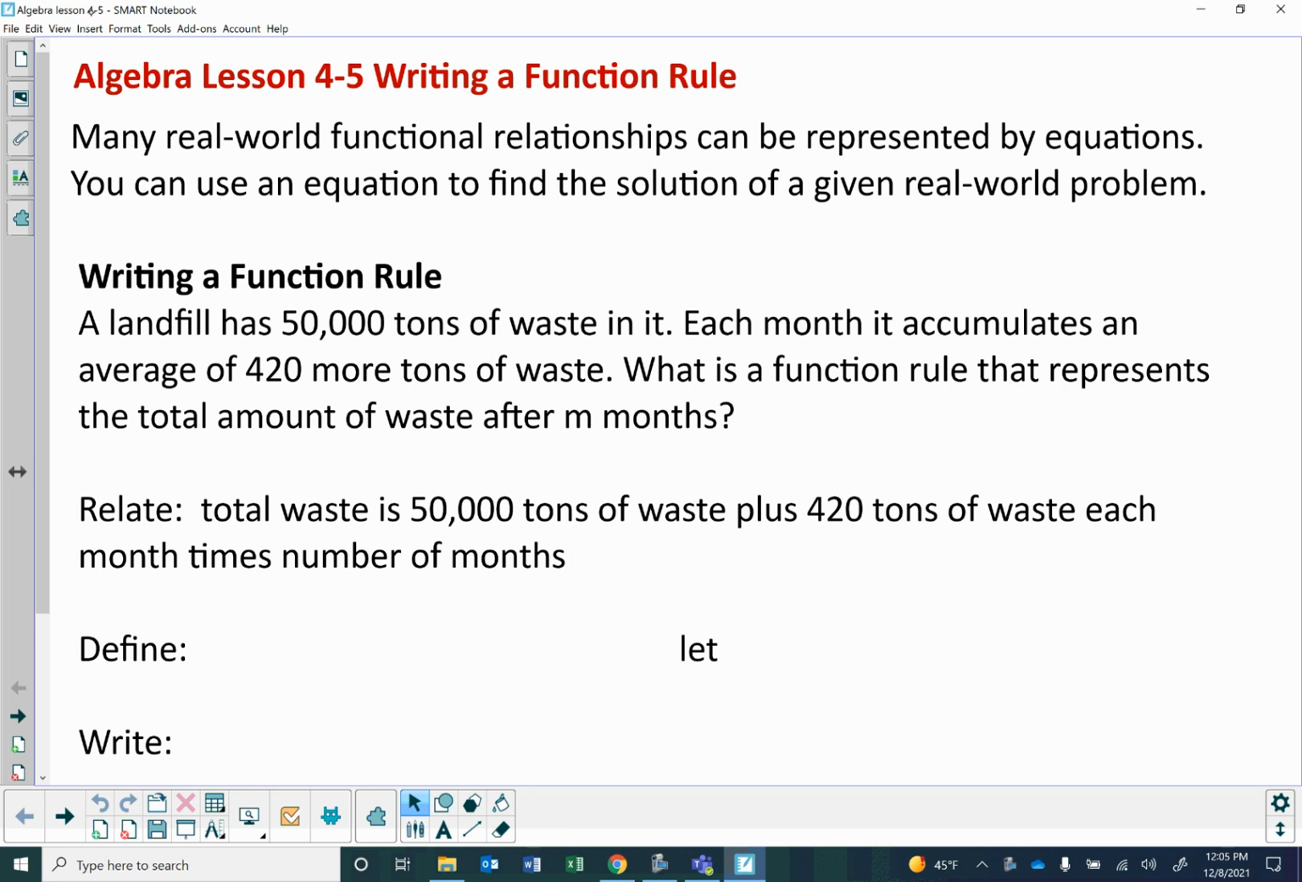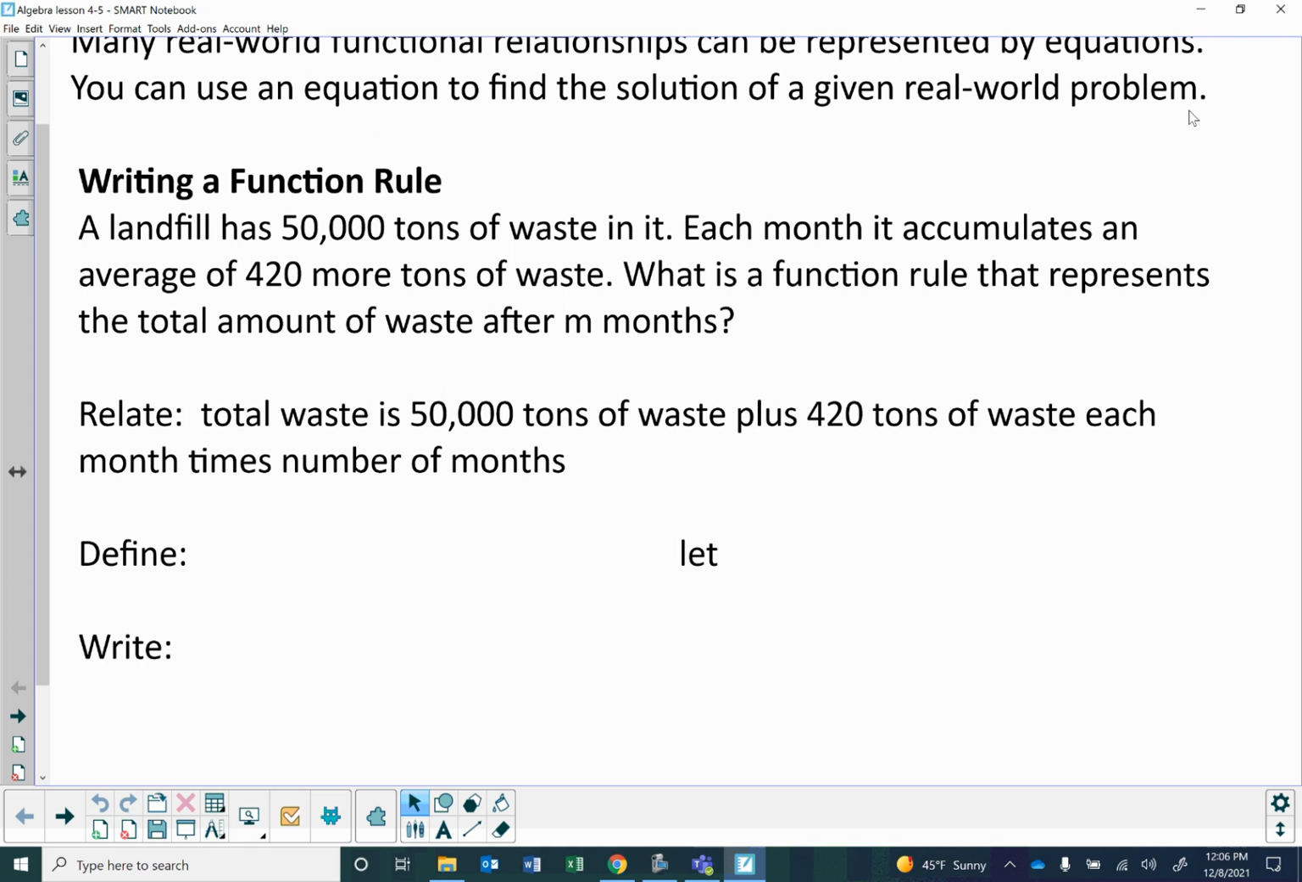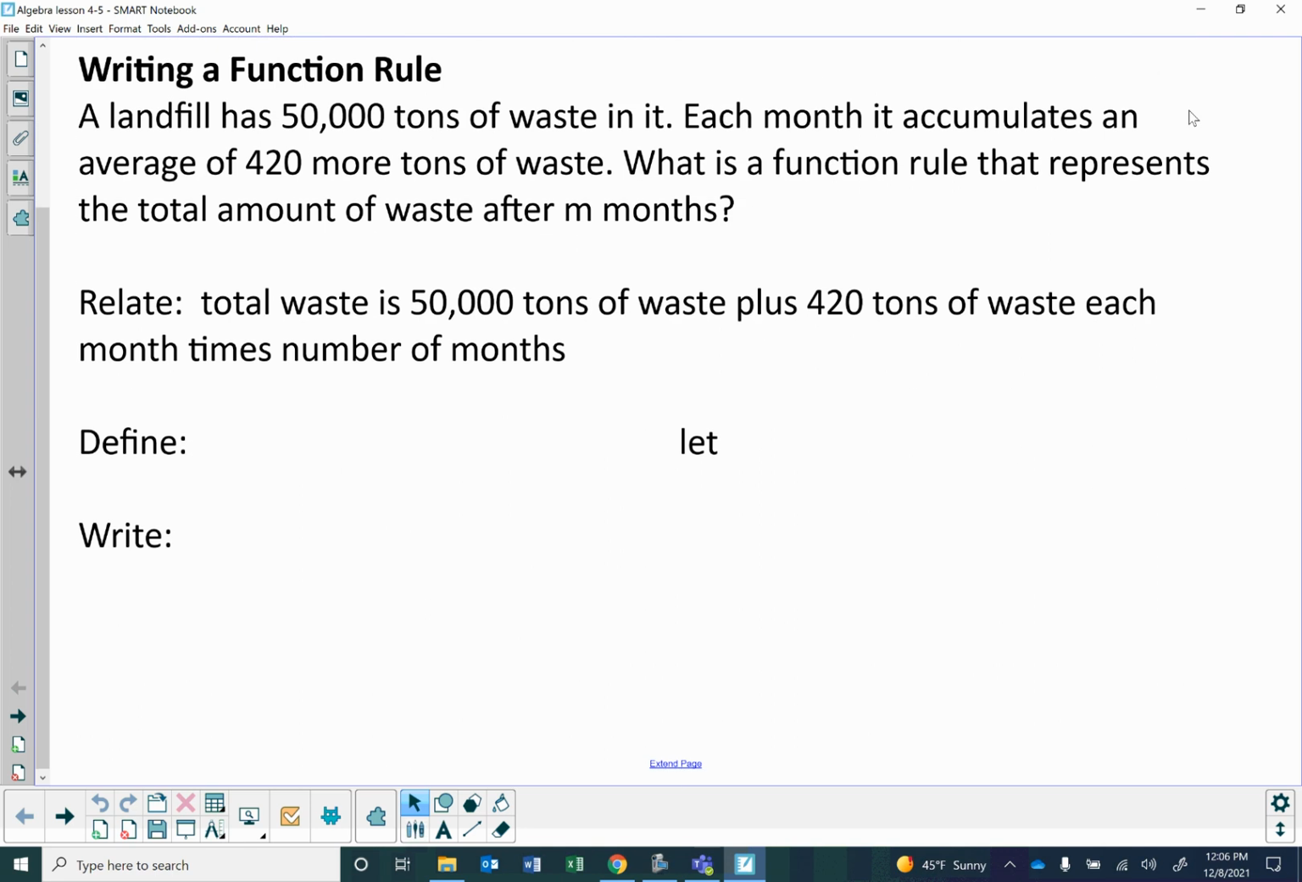So, a landfill has 50,000 tons of waste in it. Each month, it accumulates an average of 420 more tons of waste. What is a functional rule that represents the total amount of waste after m months? So we need to relate that the total waste is 50,000 tons of waste plus 420 tons of waste each month times our number of months.